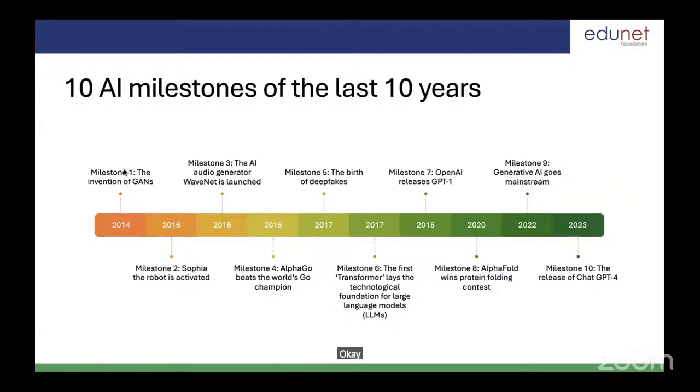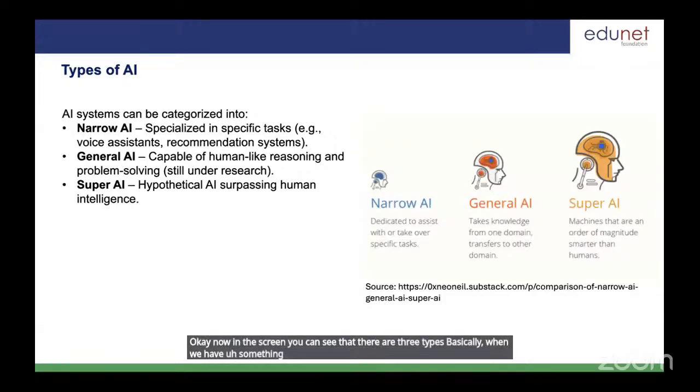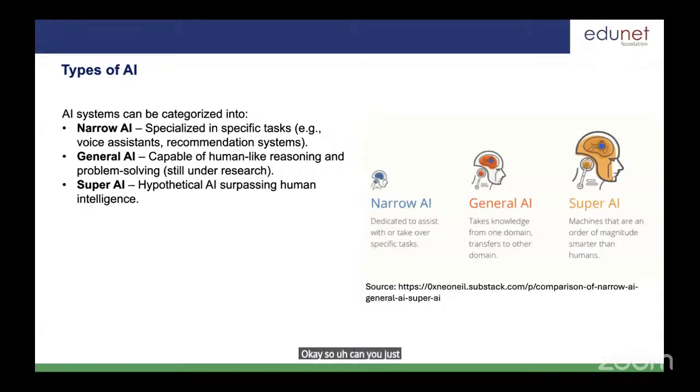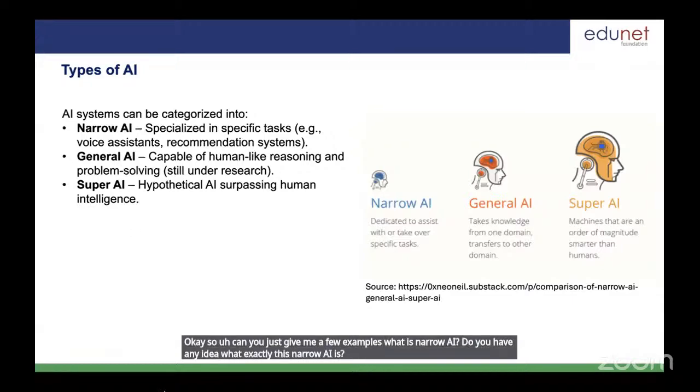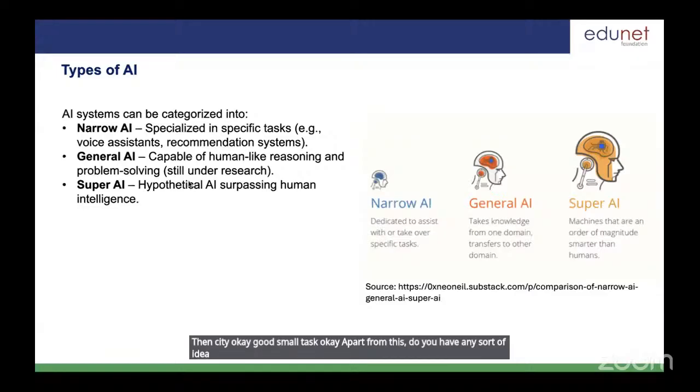Okay. We are having a discussion about the different types of artificial intelligence. Now on the screen, you can see that there are basically three types: narrow AI, general AI, and super AI. So can you give me a few examples? What is narrow AI? Do you have any idea what exactly narrow AI is? Alexa, then Siri. Okay, good. Small task. Okay. Apart from this, do you have any idea or definition of what exactly narrow AI is? You can observe the screen.